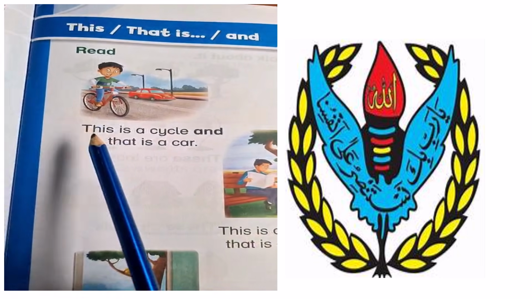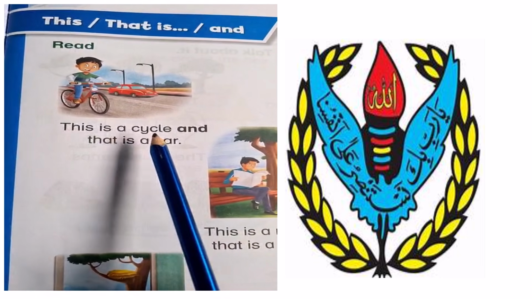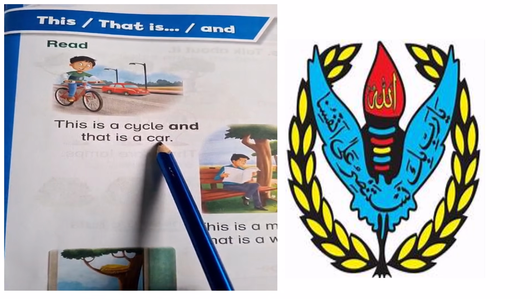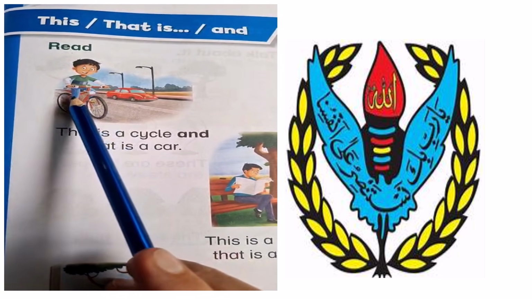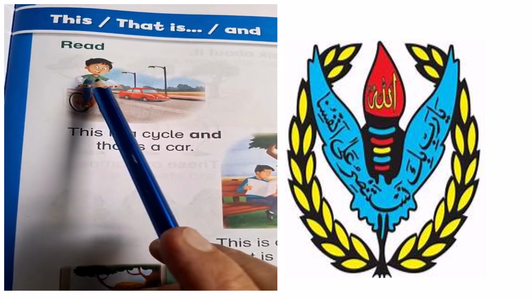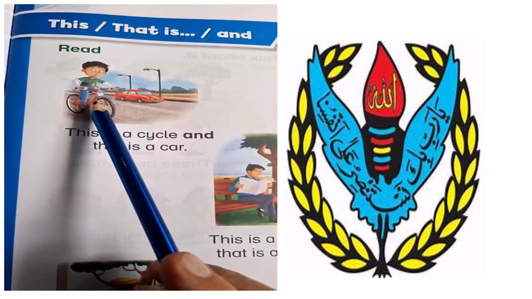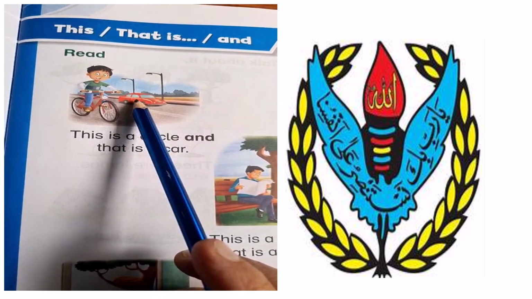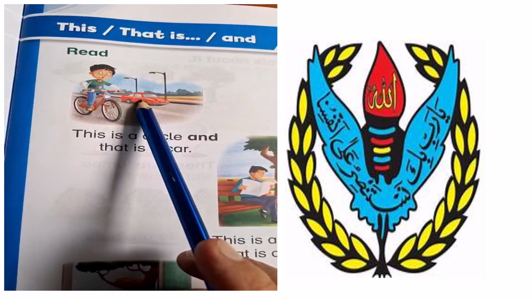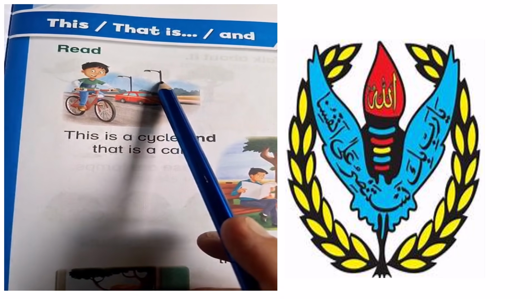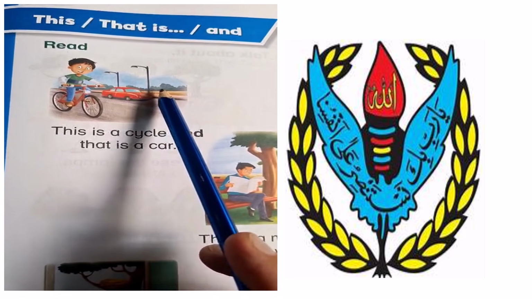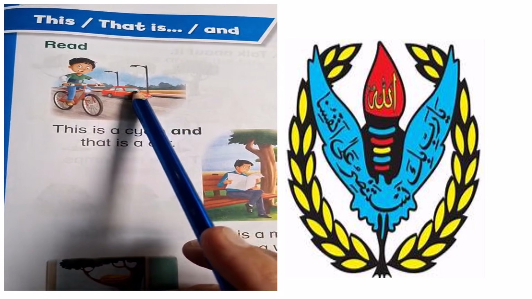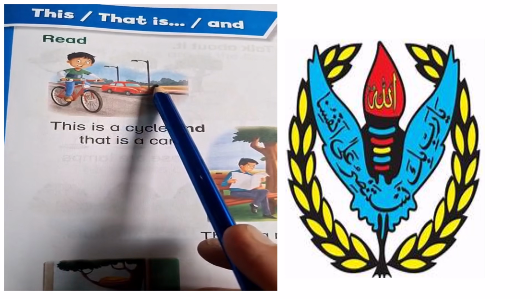Now read with me. This is a cycle and that is a car. Now the boy is near the cycle, or the cycle is near the boy. So we can say this is the cycle, but the car is farther away from us. So we will say that is a car, or you can say that is the electricity pole, or that is a tree. So these things are not close to us, so we will use the word that for them.